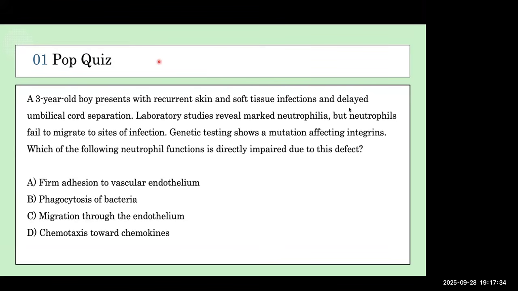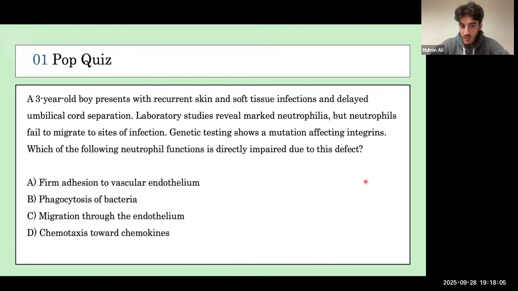A 3-year-old boy presents with recurrent skin and soft tissue infections and a delayed umbilical cord separation. Laboratory studies reveal marked neutrophilia, but neutrophils fail to migrate to sites of infection. Genetic testing shows a mutation affecting integrins. Which of the following neutrophil functions is directly impaired due to this defect? So is the answer firm adhesion to vascular endothelium? Is it phagocytosis of bacteria, migration through the endothelium, or chemotaxis towards chemokines?